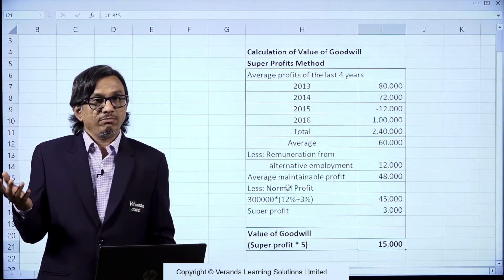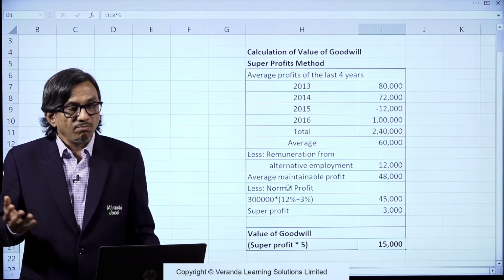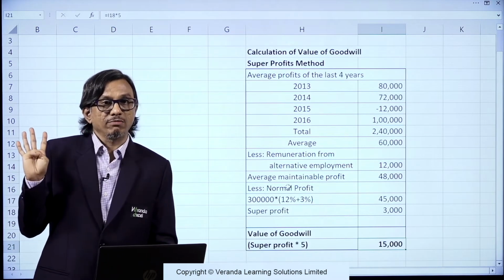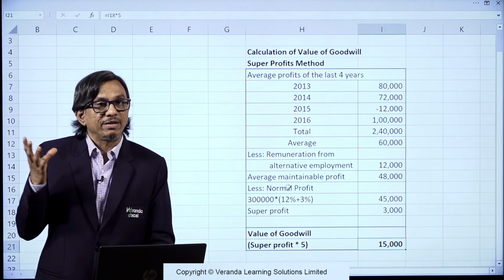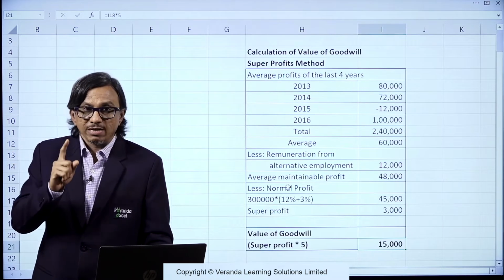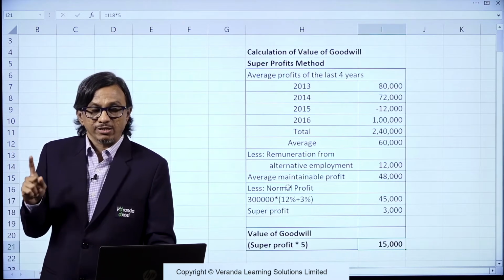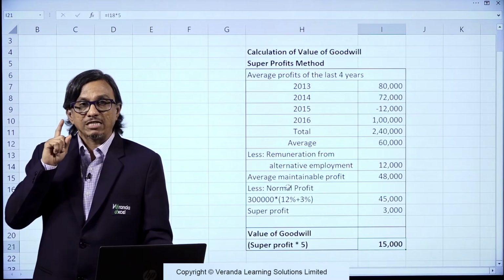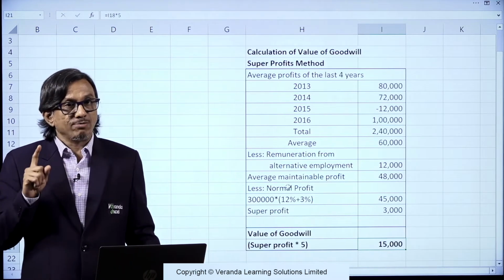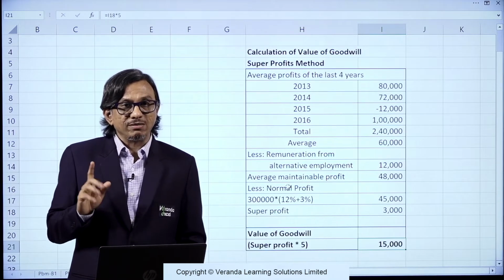If at all, an examiner is very lenient, he may ask this question for a maximum of 4 marks, because you won't take more than 5 minutes to do this problem. But remember, the normal rate is 15%, not 12%, and the remuneration from ordinary employment should be deducted to get the average maintainable profit.